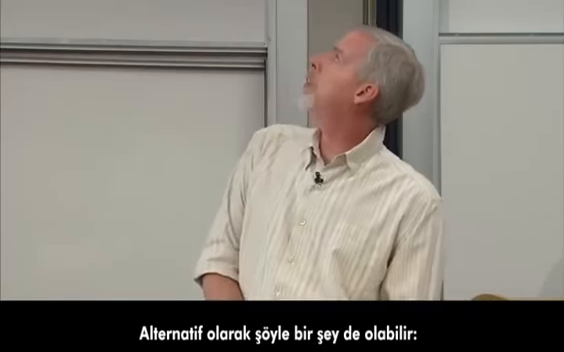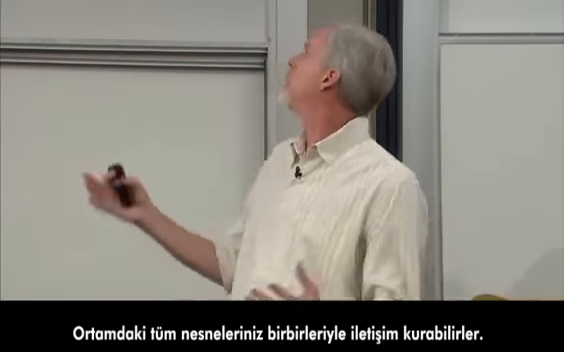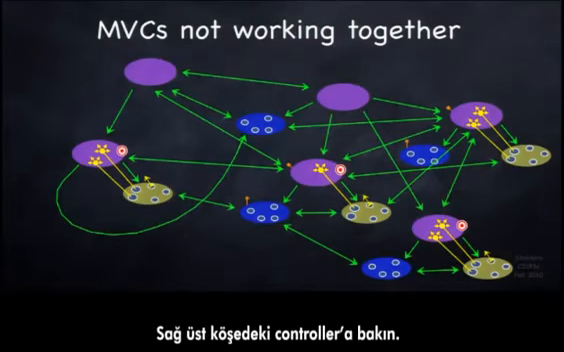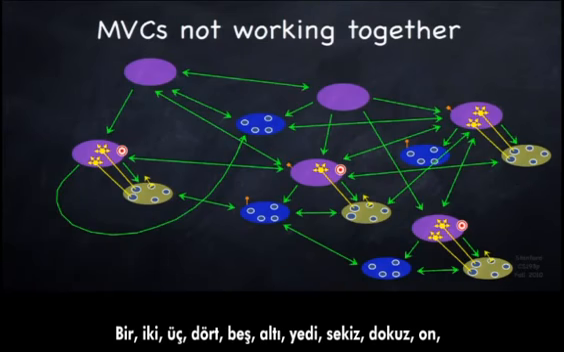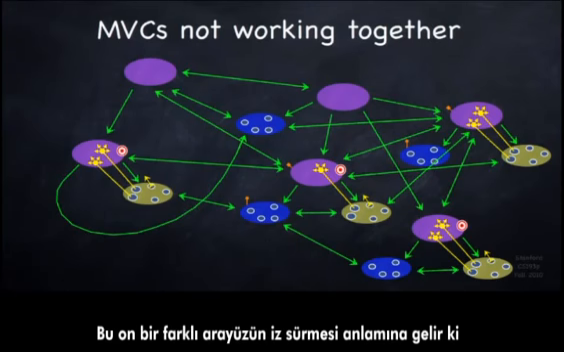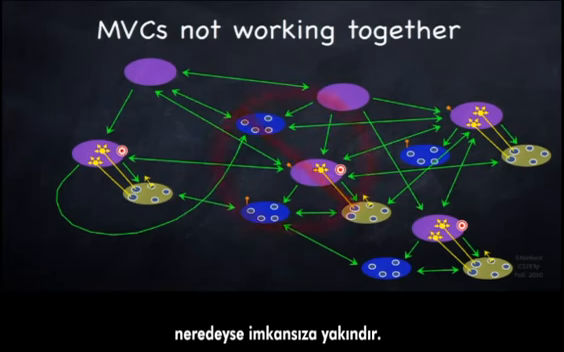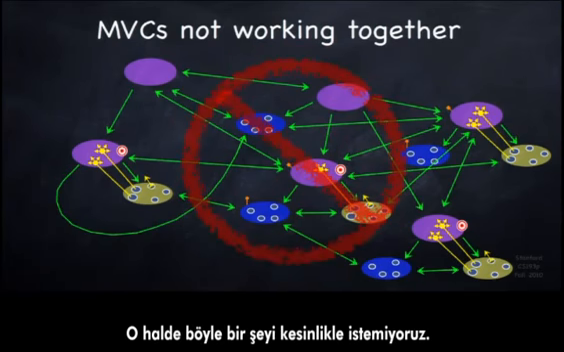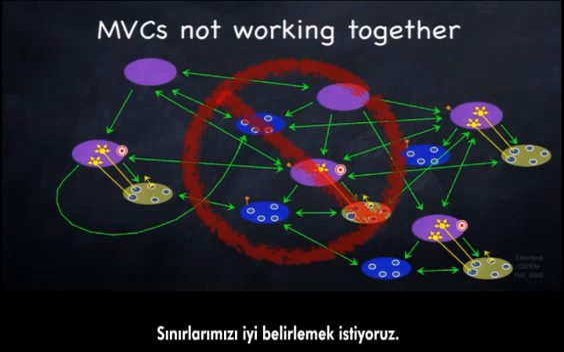The alternative is something like this. Okay? Where you got objects all talking to each other all over the place. Take a look at the controller in the upper right-hand corner. It's got 1, 2, 3, 4, 5, 6, 7, 8, 9, 10, 11 different things it's communicating with. So that's going to be 11 different kind of interfaces it's going to have, and keeping track of that is just next to impossible. So we definitely don't want to do this. Okay? We want to keep our boundaries well defined.